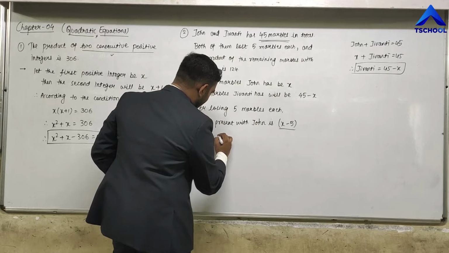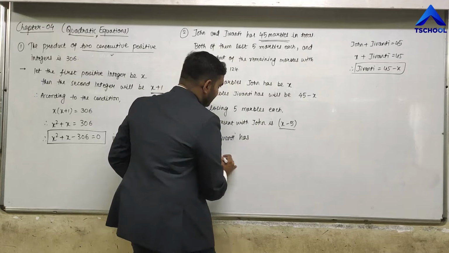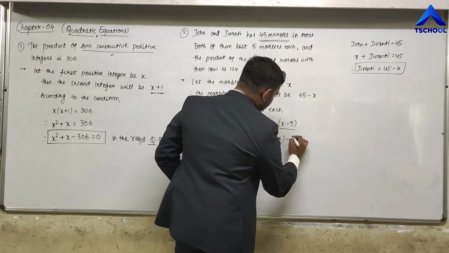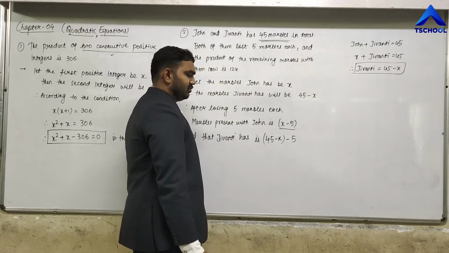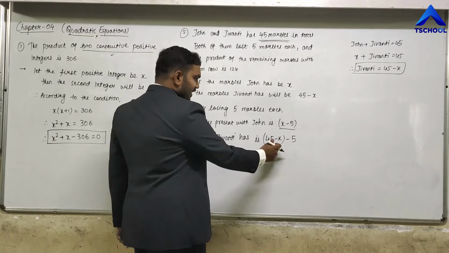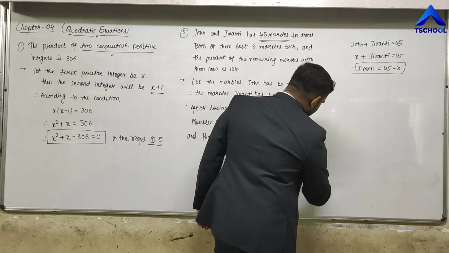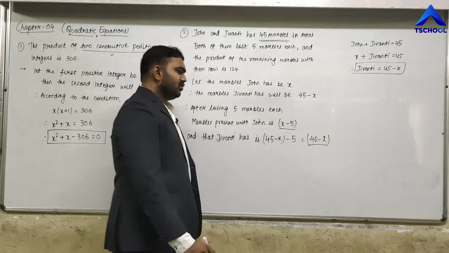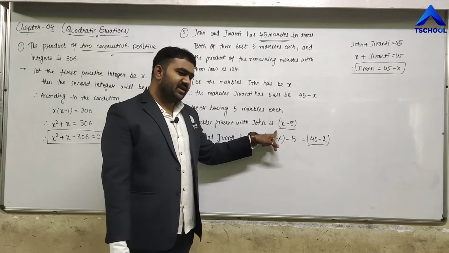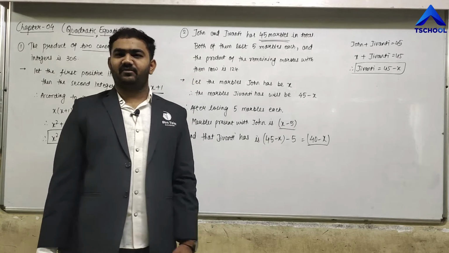And what Jivanti has is 45 minus x minus 5, right? 45 minus x was in the first case. Now she is losing 5 marbles, so the remaining will be 40 minus x. Yes or no? So these are the conditions: John has x minus 5 marbles and Jivanti has 40 minus x marbles after losing 5 marbles each.